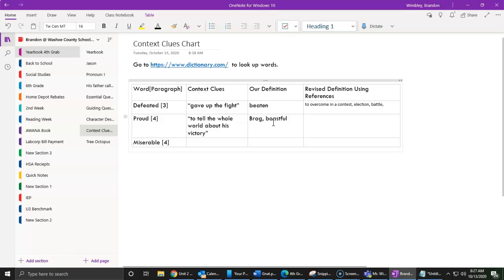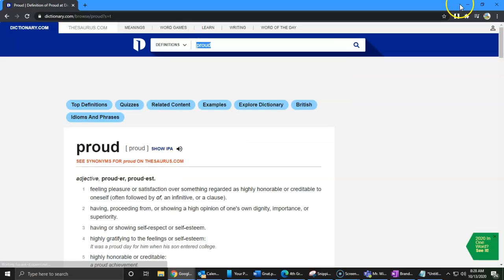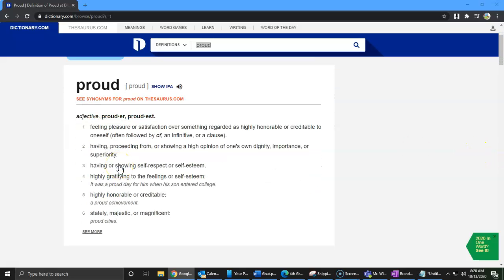And so now, what can we do? Well, now we need to figure out the official definition. So we're going to go again to dictionary.com, and we're going to put proud in and see what it has for proud for our definition. So proud, oh man, look at all these. But see how it says it's an adjective? It's describing something. So let's figure out which one is good. So we have this, feeling pleasure or satisfaction over something regarded as highly honorable. So that's a good one.